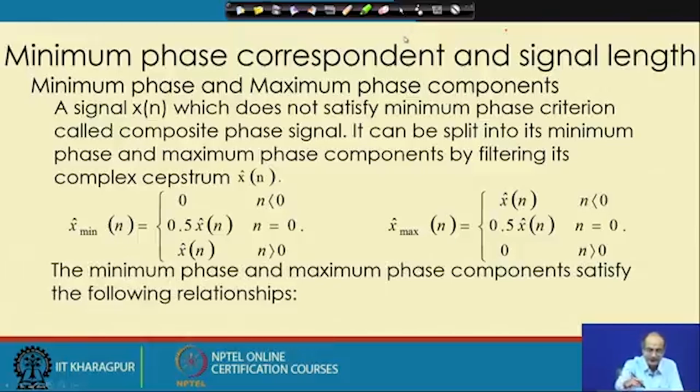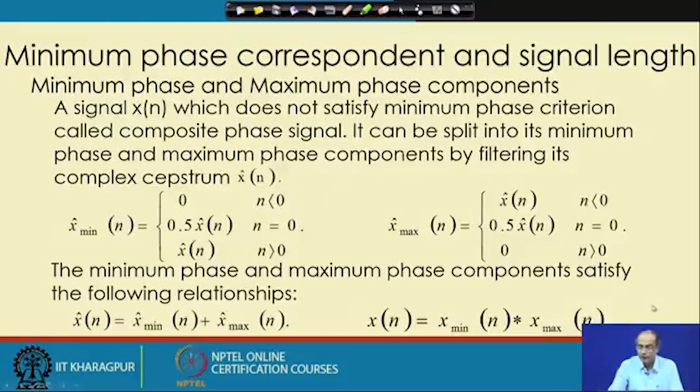Here, what we get satisfies the following relation: we get the minimum phase component and the maximum phase component. These two, if we add them together, again we can get back the complex spectrum of the signal x. Okay. So, that is another relationship we find here in this case.